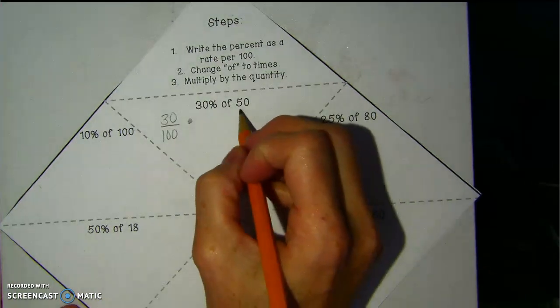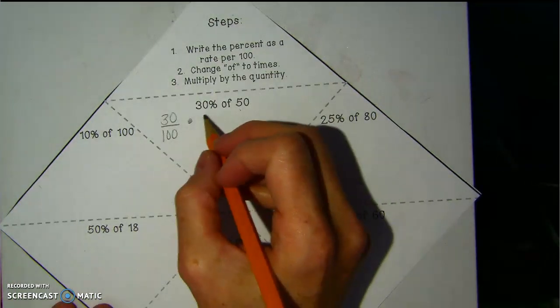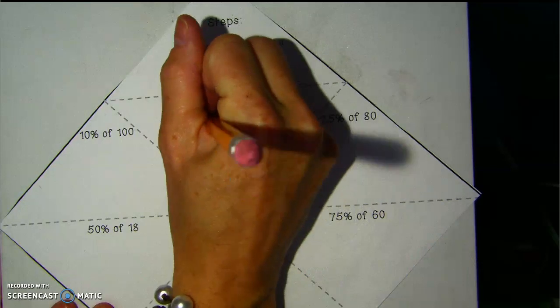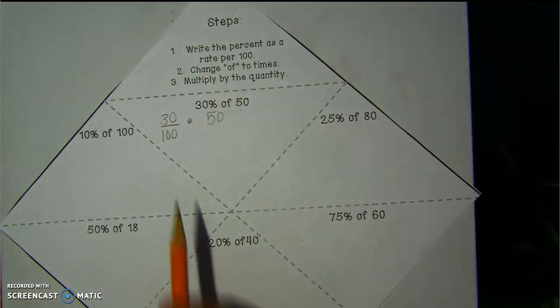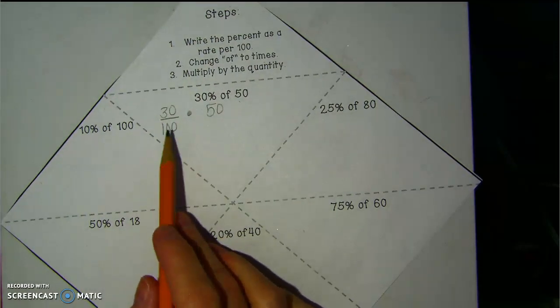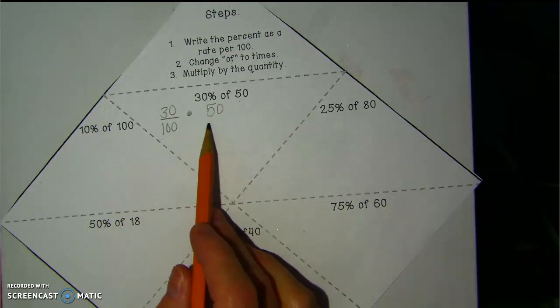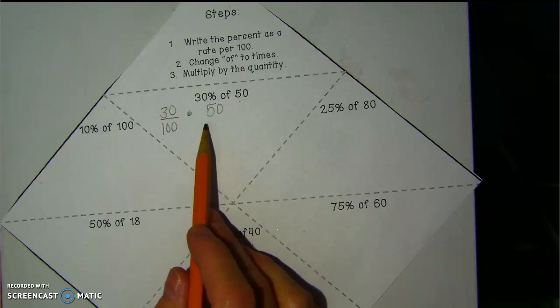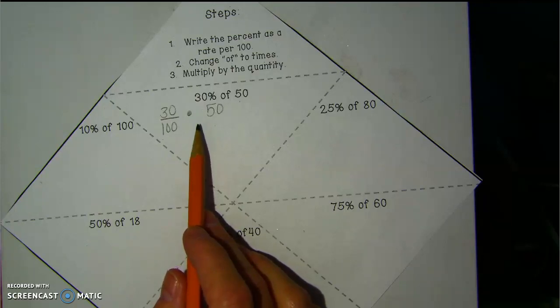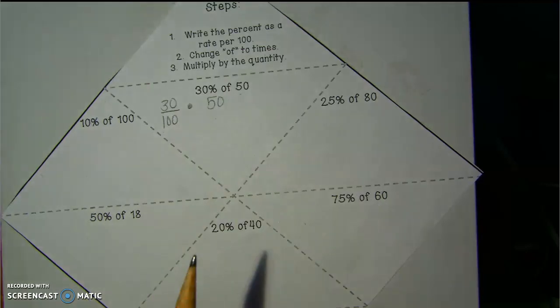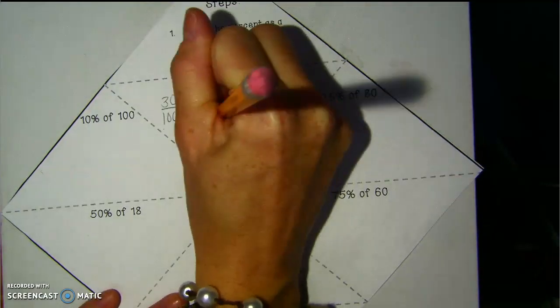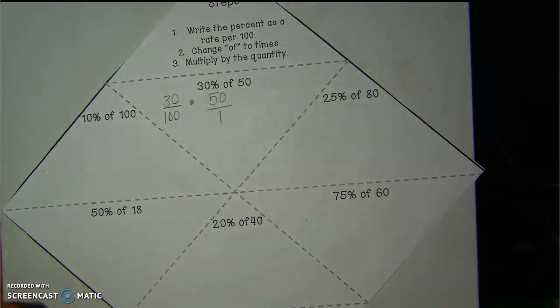Okay, so what am I going to put right here? 30% of 50, so I'm going to put a 50. Now, the only problem is I am multiplying a fraction by a whole number, so I'm going to have to turn this whole number into a fraction, right? Well, if I have a whole number, how do I turn that into a fraction? What do I put as my denominator? Think back. We're going to put a 1. Good. So for 50, draw the fraction bar, and your denominator is going to be 1.